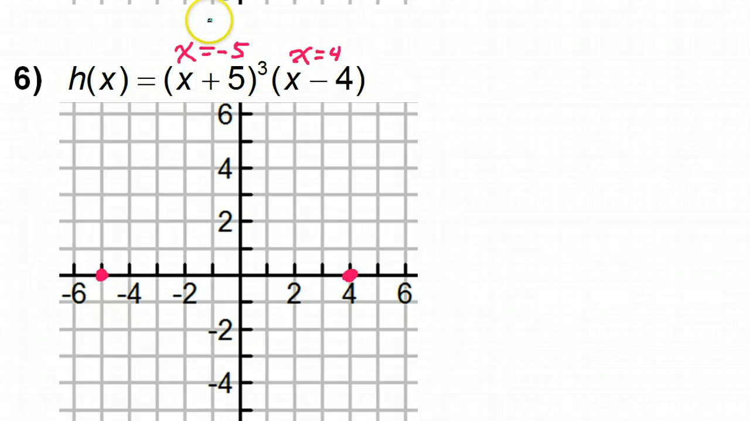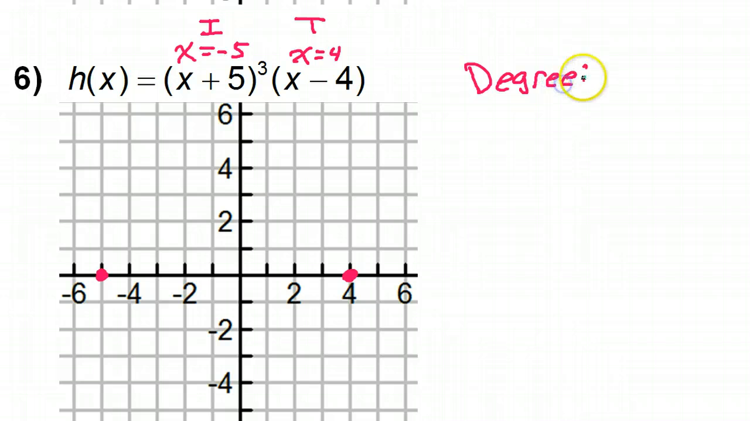This is going to be an inflection, because it's a triple root. And this one will just go straight through because it's a single. End behavior, I need to talk about the degree. The degree is 4. I've got 3 of these and 1 of these. That's 4. That's even, like a parabola.